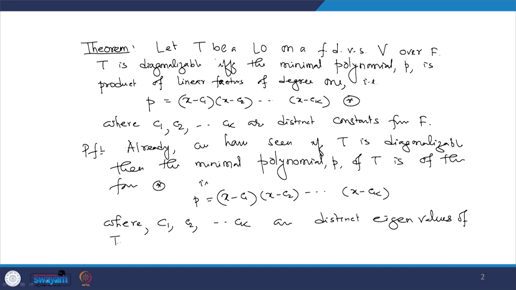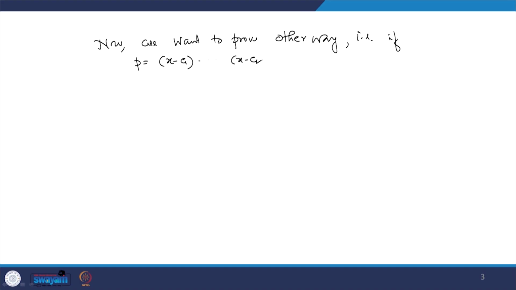Now, we want to prove the other way, that is if P equal to x minus C1 into x minus Ck, then the operator T is diagonalizable. So, we want to prove this one please.